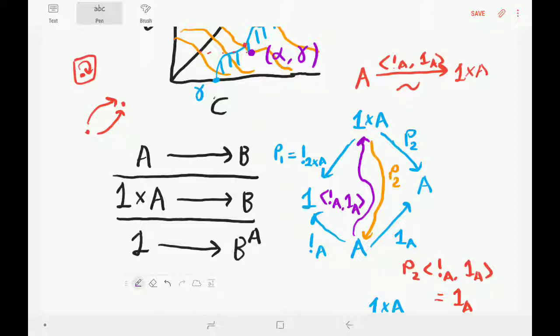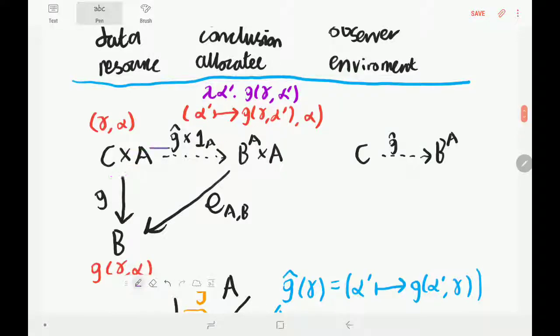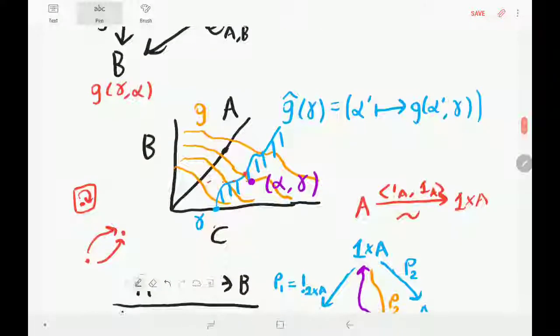But the exponential graph, b to the power of a, has more structure than that. That's because really an exponential object does more than just collect together these maps from A to B. It also has the property that it can emulate these parameterized maps. Okay.